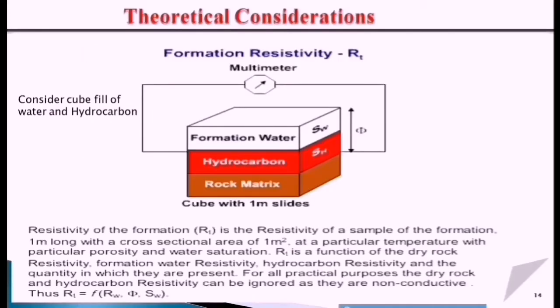Here in this slide, consider that we have a cube. This cube is filled with water and hydrocarbon at a particular porosity. So the overall resistivity is a function of the dry resistivity, or the rock matrix, plus the formation water resistivity and hydrocarbon resistivity, and the quantity in which they are present: how much of the pore space the formation water occupies, and how much the hydrocarbon occupies. So the quantity of the fluid can also affect the resistivity.